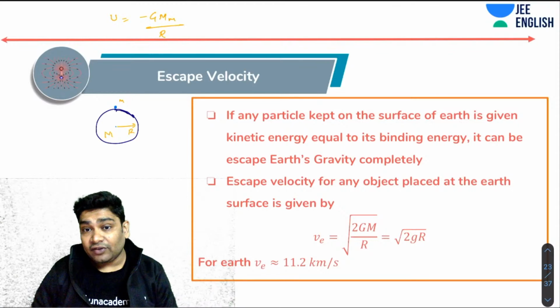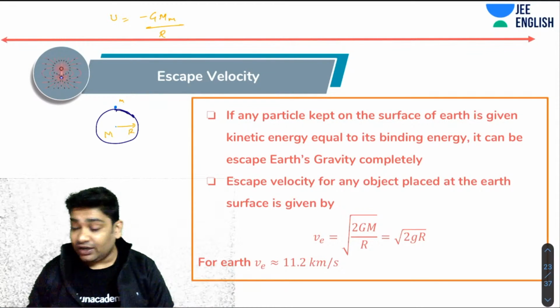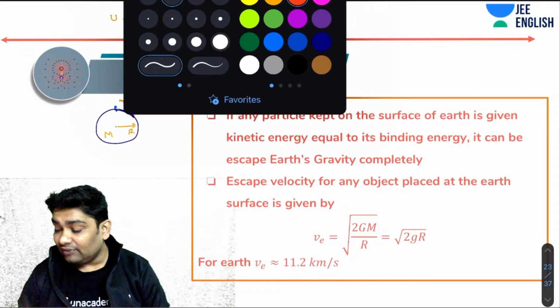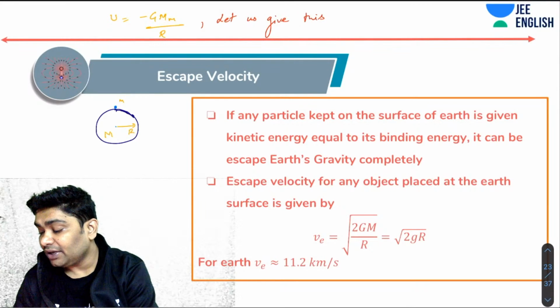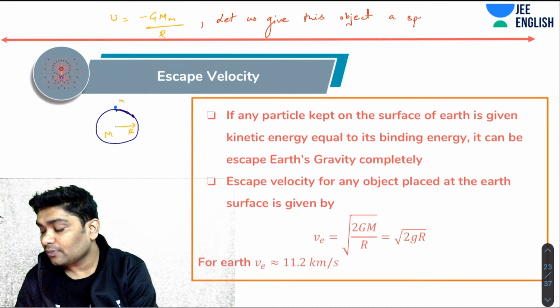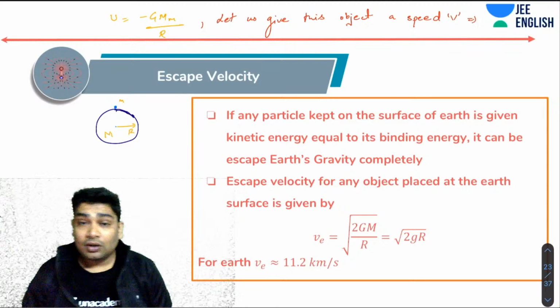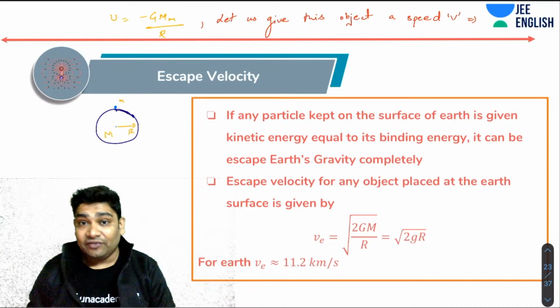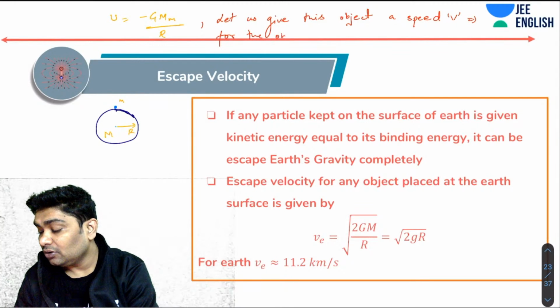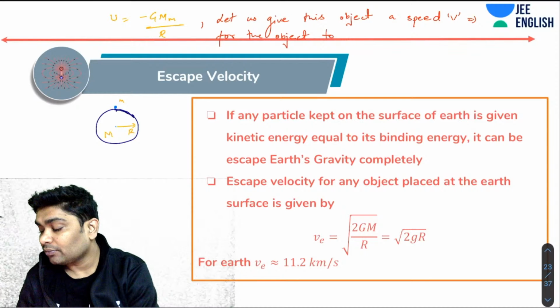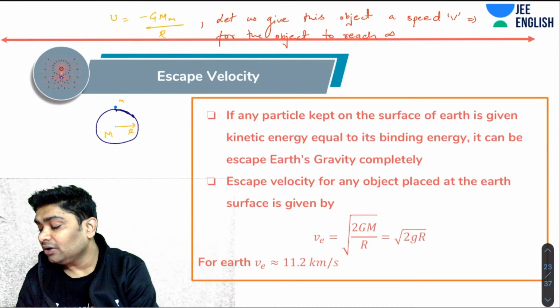Now, what kind of energy do I need to give this so that it can escape to infinity? I know if I have to give it some velocity v, so let's say, let us give this object a speed v. So how much should v be so that it can escape to infinity? Okay, I know for the object to reach infinity, total mechanical energy should be equal to zero.